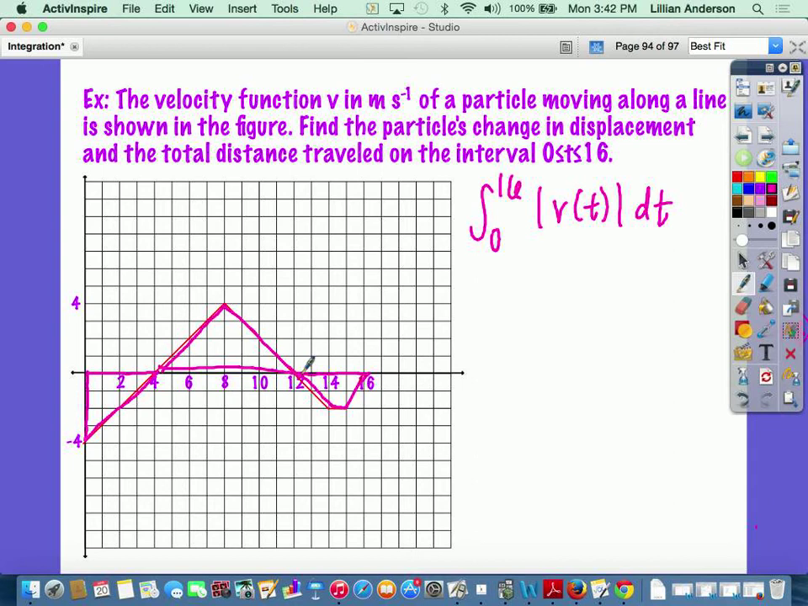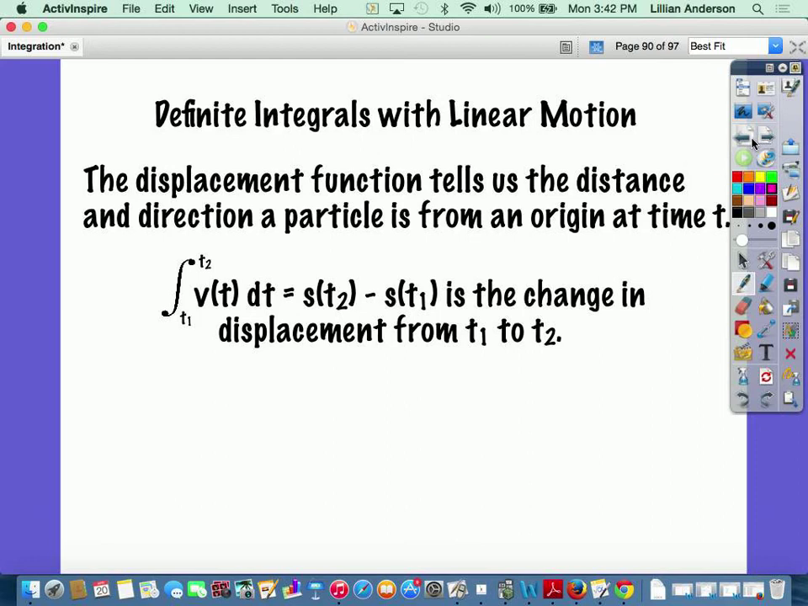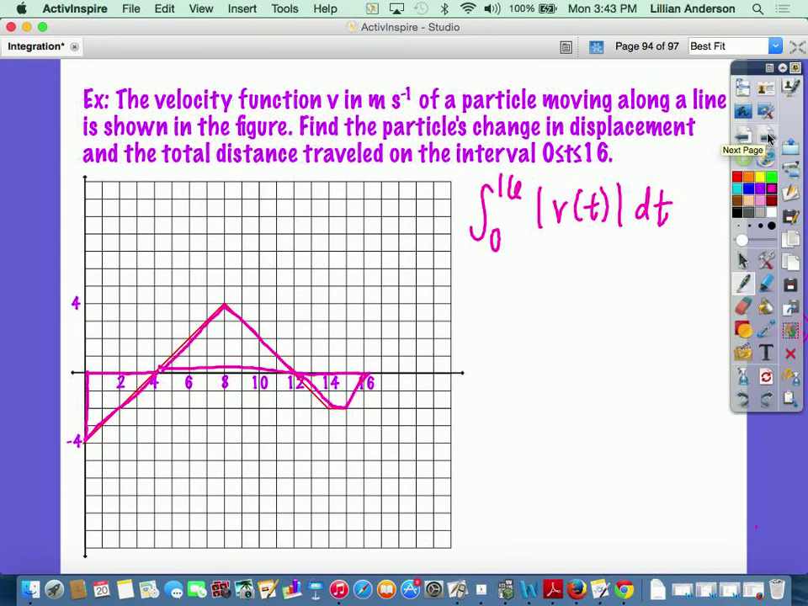And we've got to be careful here because we're looking for total distance. We're looking for displacement and distance. If we're looking for total distance, remember it's absolute value, so it's always going to be positive. Displacement's a little bit different. As said before, displacement tells us the distance and the direction. So when we're finding the change in displacement, it doesn't matter whether the areas are positive or negative, whatever they are, that's exactly what they're going to be, and that's going to give us our change in displacement.